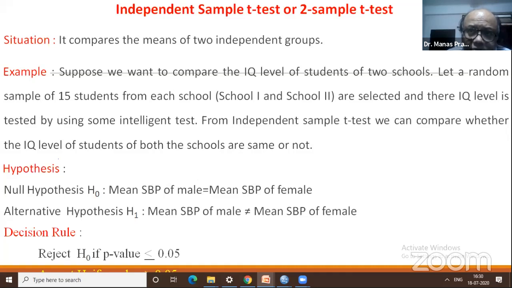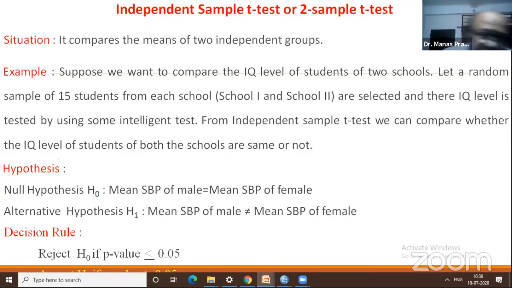I want to compare some parameter of two groups of people. So it should be such that a member of one group cannot be a member of the other group. That is called non-overlapping. That is called an independent group. Suppose I want to test whether the marks of the male students are equal to the marks of the female students or not. Both the groups are independent, non-overlapping groups.